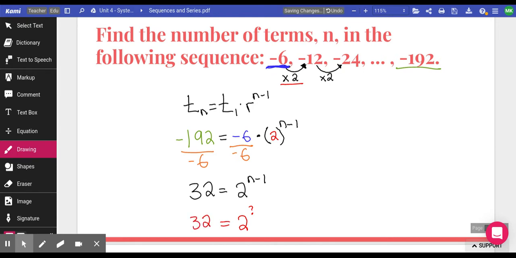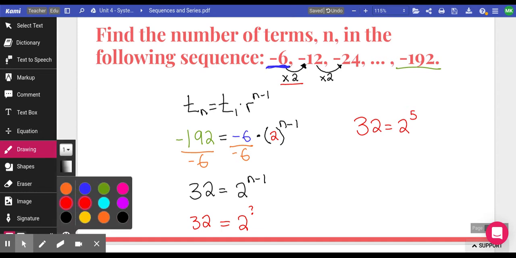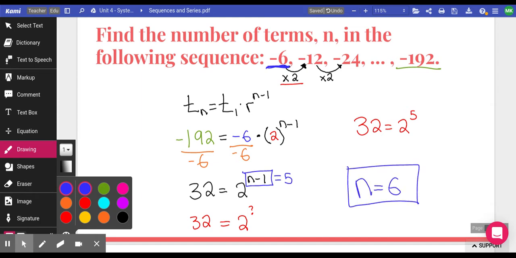So if you do 2 to the power of 4, it's 16. 2 to the power of 5 is 32. So I know that 32 equals 2 to the power of 5. That means that this exponent up here, n minus 1, must equal 5. The only way that could happen is if n equaled 6. So you're just basically guessing and checking to figure out what exponent would work, and then you use that knowledge to figure out what n is.